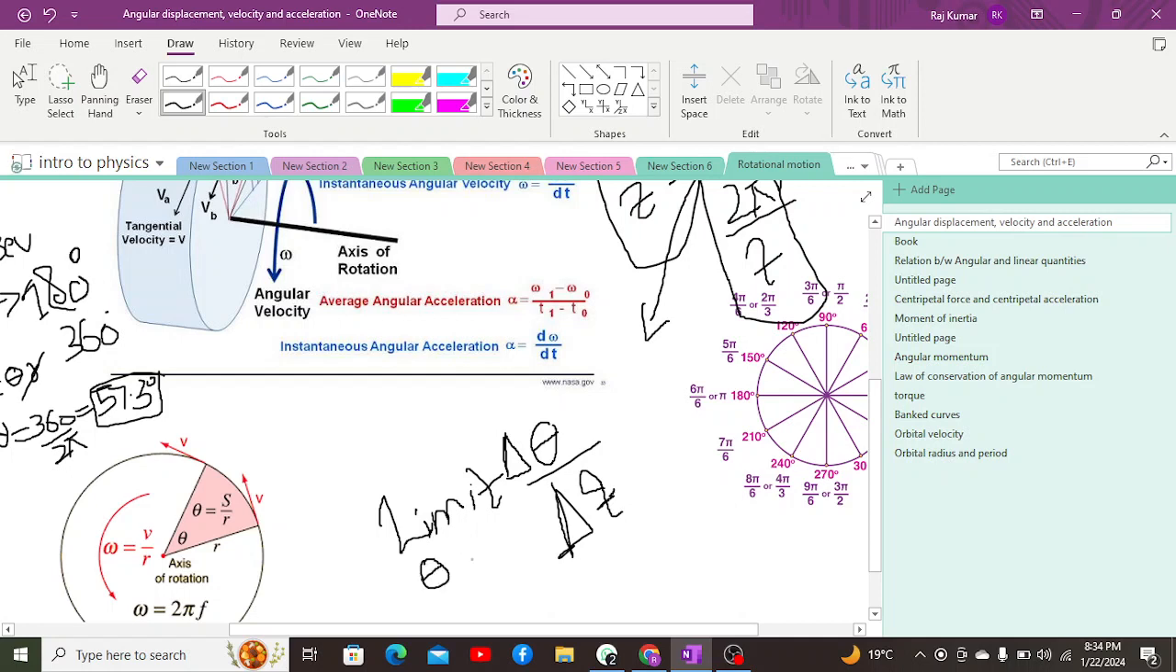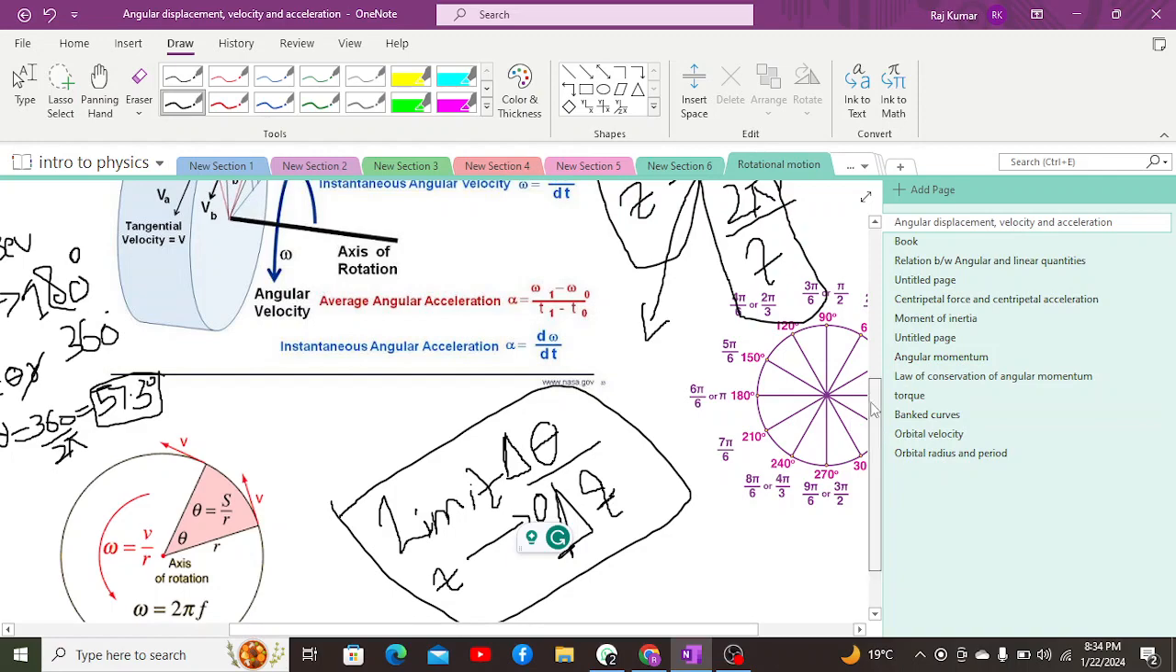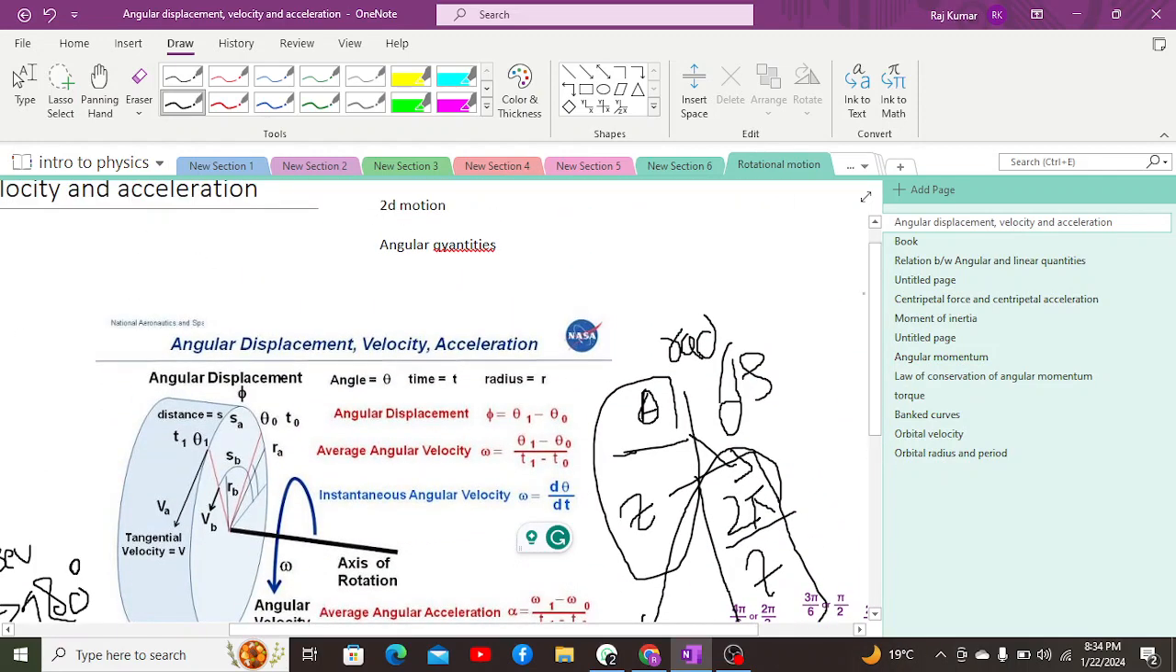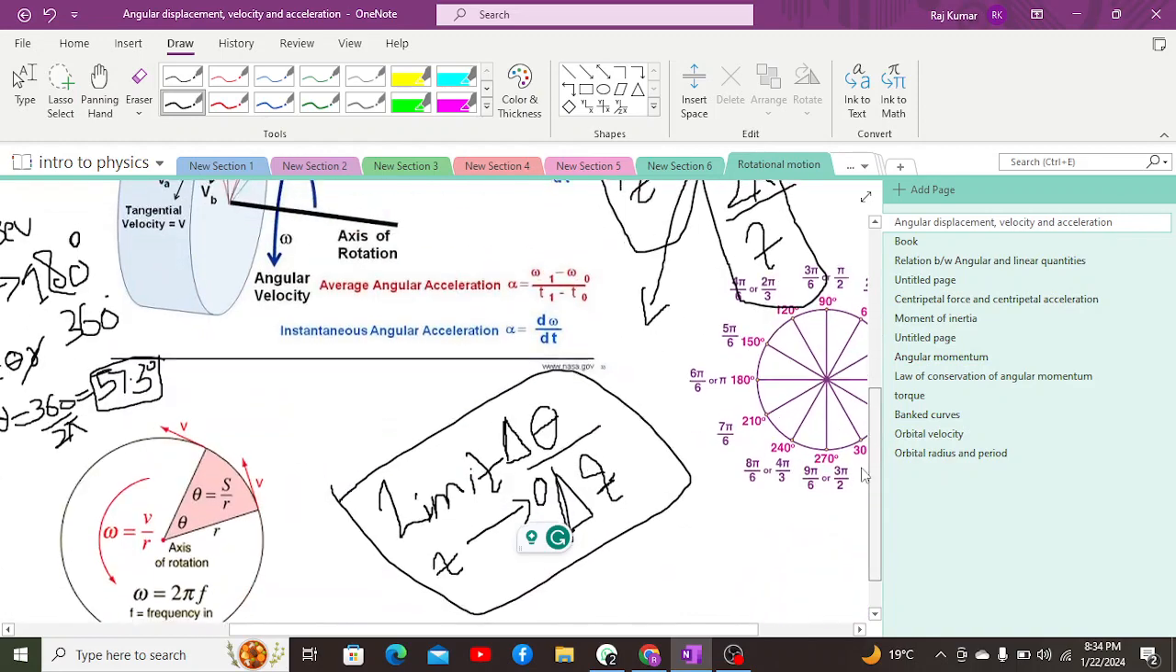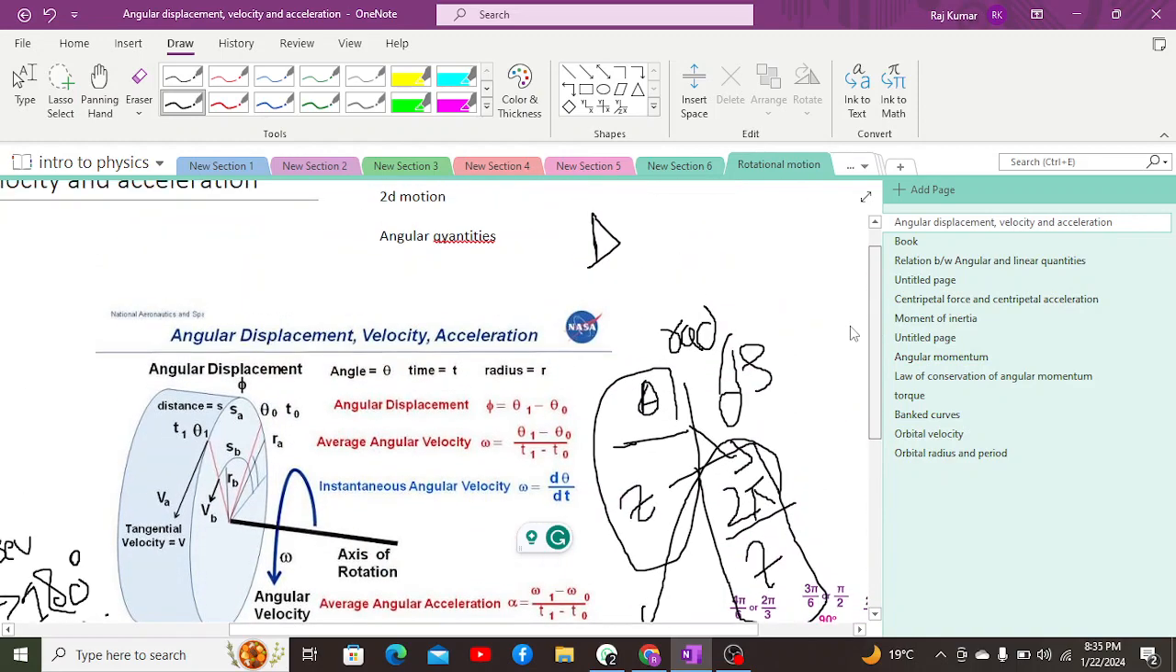Limit t approaches 0, right? So this is how we calculate the instantaneous velocity. For average velocity, we calculate delta theta upon delta t. Now average angular velocity is given by theta 1 minus theta naught upon t1 minus t naught. Now when average velocity is equal to instantaneous velocity, it is known as uniform angular velocity.